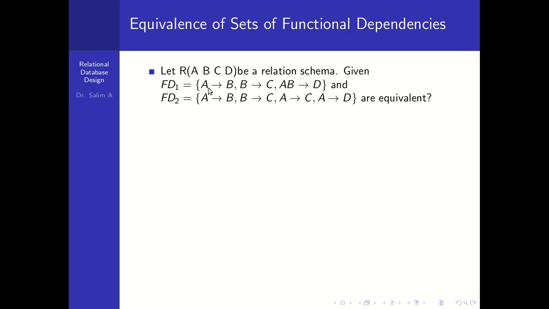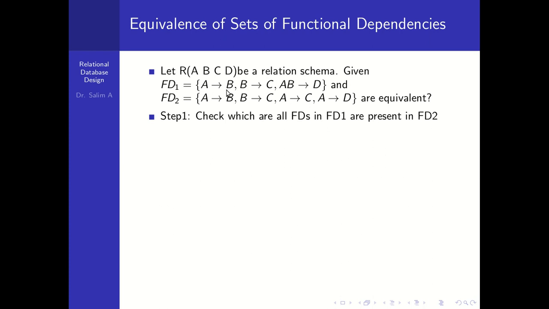Given FD1, we have A determines B, and it is the same in both. Then AB determines D is an additional FD which is not in FD2. Therefore, AB determines D as such is not in FD2. But if you take AB closure in FD2, we can check. What is the idea here? Check which FDs in FD1 are present in FD2.